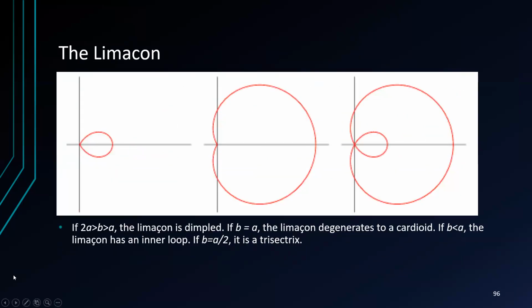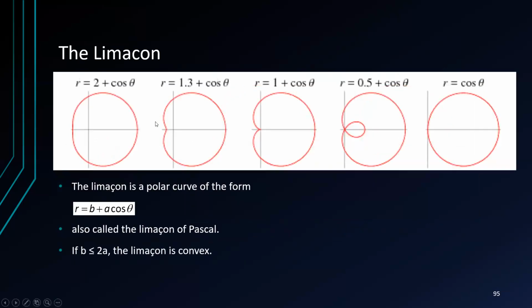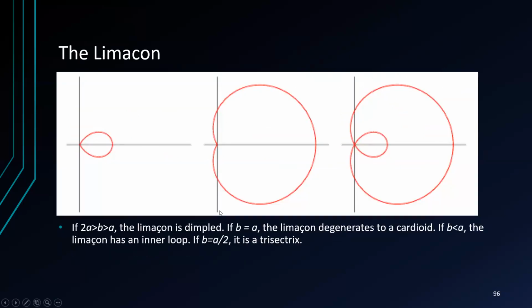So if 2a is greater than b is greater than a, the limacon is dimpled. Ito. Mga dimple yan. Ito yan dimple. Ito bilog. Flat. If b is equal to a, the limacon degenerates to a cardioid. If b is less than a, the limacon has an inner loop. Ito. If b is less than or equal to a over 2, it is a trisectrix.